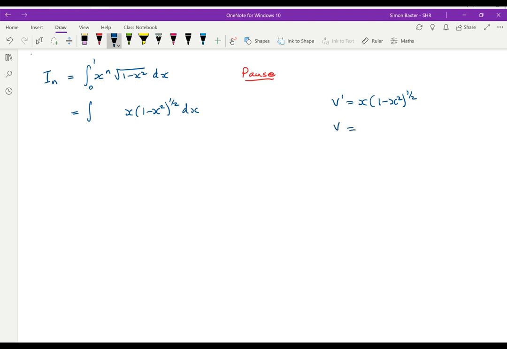That must have come from 1 minus x squared to the 3 over 2. And if I differentiate that, I get 3 over 2 times 1 minus x squared to the half times minus 2x. So I get minus 1 over 3. And the other bit of it is going to be x to the n minus 1. If I put u equals x to the n minus 1, then u dashed is equal to n minus 1 x to the n minus 2.